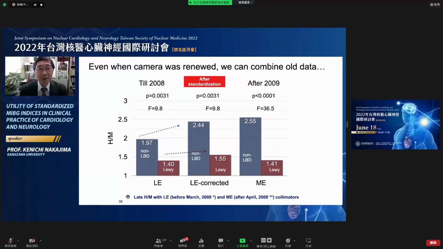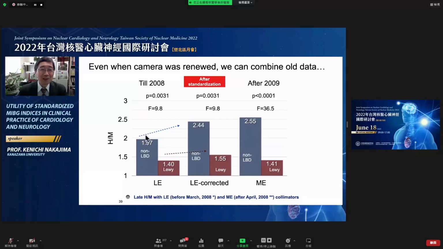Even when the camera was renewed, we can combine all data. This is also important. This is a case in Kanazawa University. Until 2008, we used the LE collimator. Therefore, the H2M ratio was 1.97 for non-LBD and 1.4 for Lewy body disease. But after 2009, the H2M ratio suddenly increased.